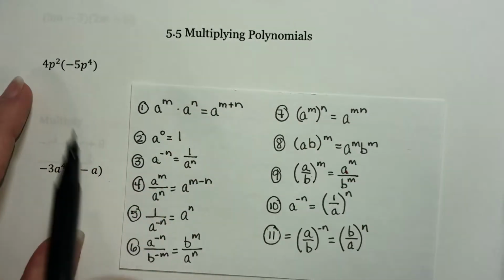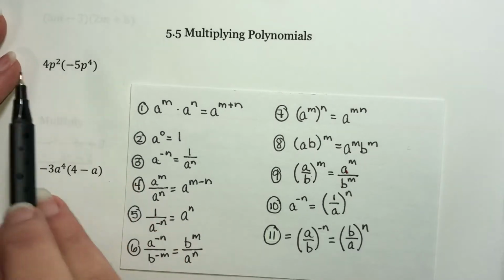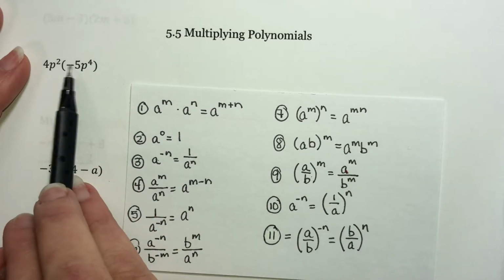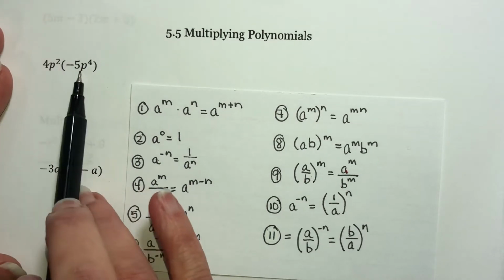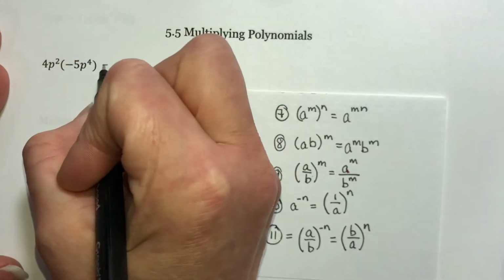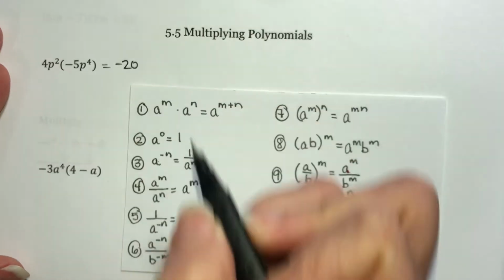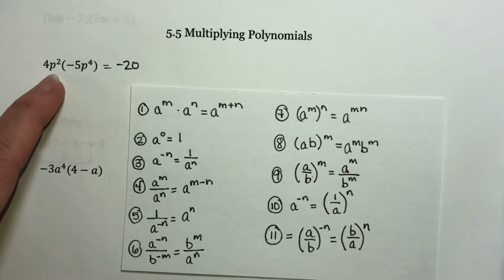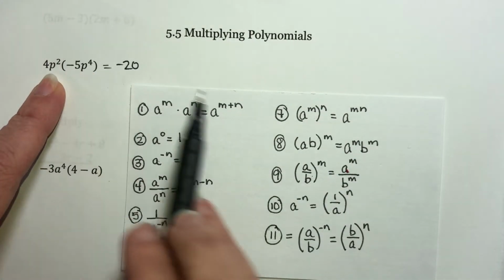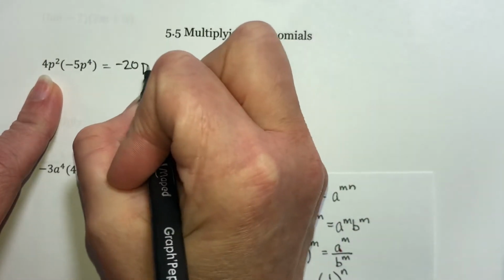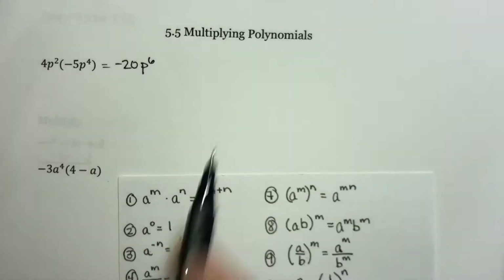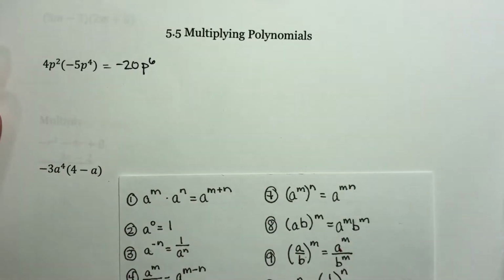What we want to do is we want to multiply these together, and we multiply the numbers in front. Because it's all multiplication, we can rearrange it however we want to. So I have 4 times negative 5, which is going to give me negative 20. And then I have p squared times p to the 4th. We add those exponents and we get p to the 6th. Now there's nothing to combine here. This is our answer. This is a simple one.